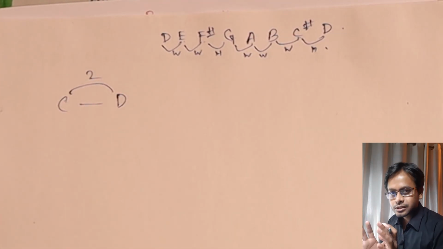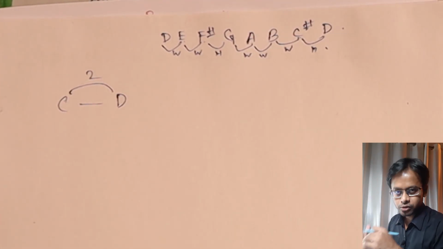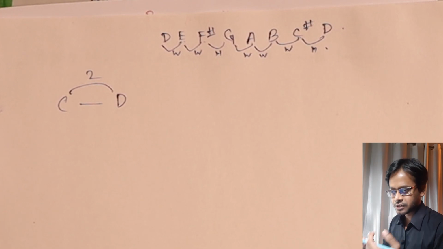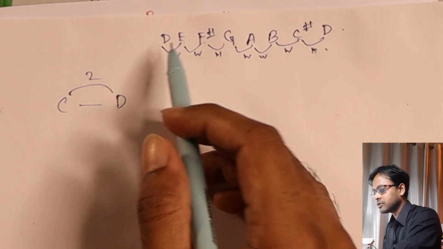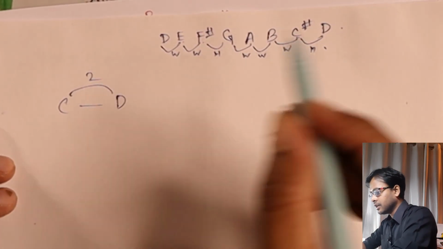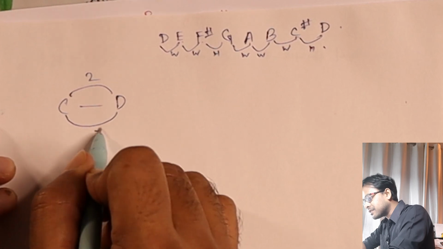So let's keep the major or minor out of the equation. We can say it's an interval of a 7th. So any kind of C is an interval of a 7th with respect to D. So D to C is a 7th.